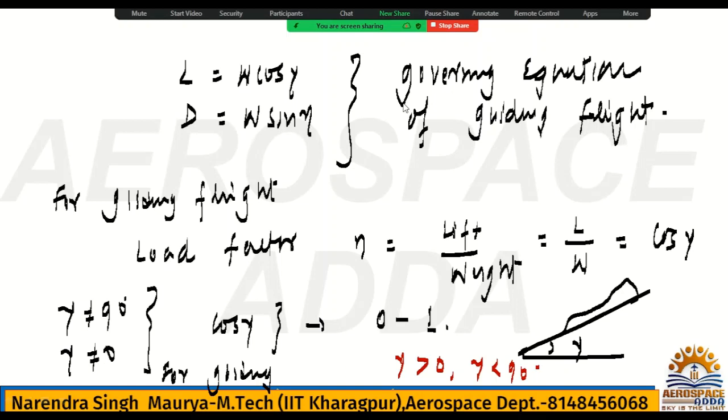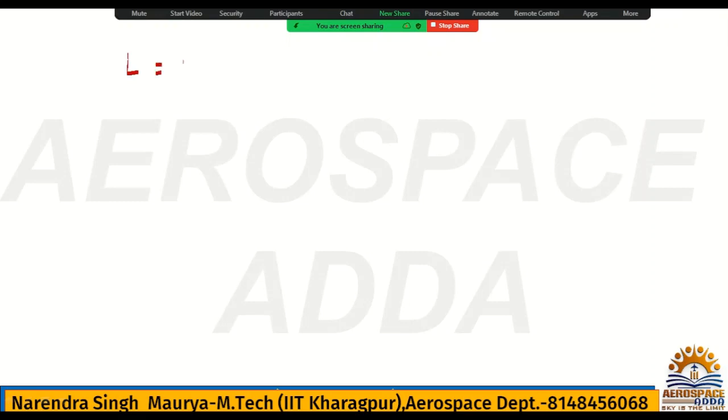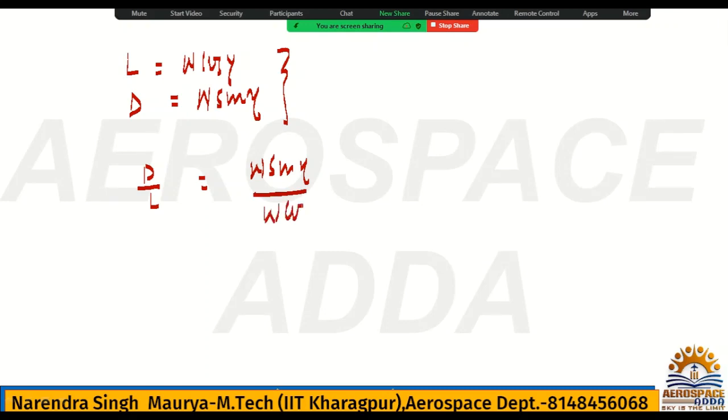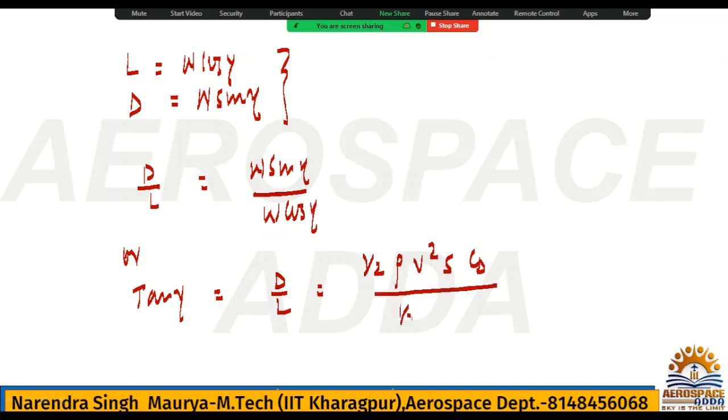So now you have two governing equations. Again you will write: L is equal to W cos gamma and D is equal to W sin gamma. From both the equations, what is D by L? D by L is W sin gamma divided by W cos gamma, so tan gamma is equal to D by L. Drag is half rho V square S into CD, divided by half rho V square S into CL. That means it is CD by CL. This is for the gliding flight.